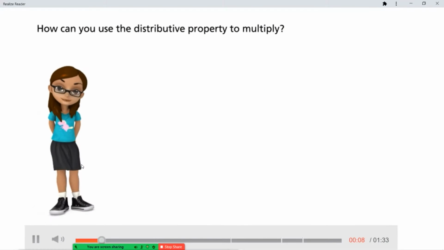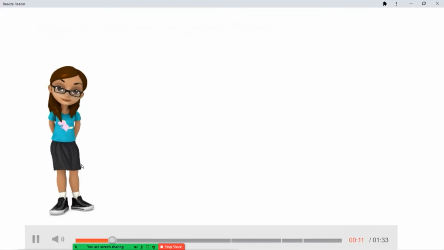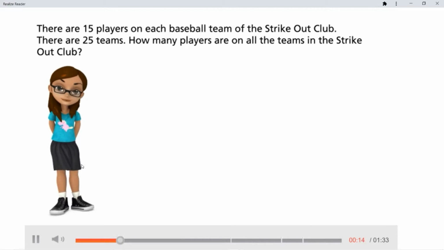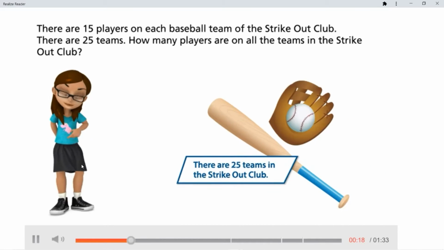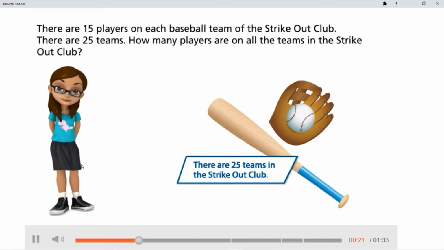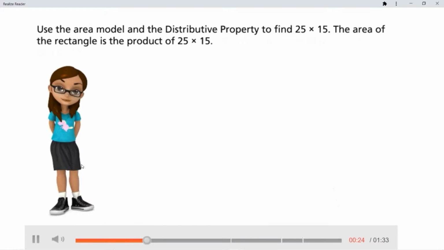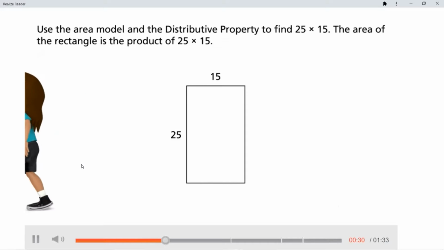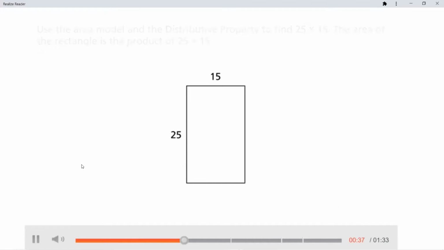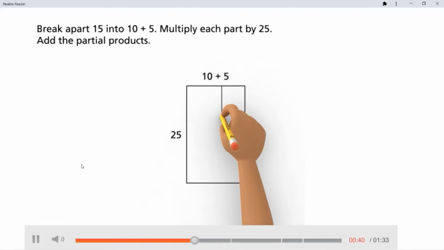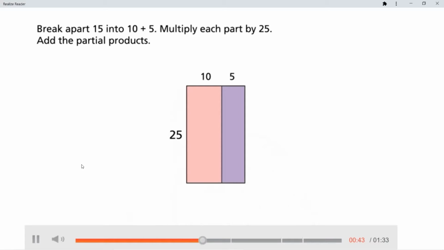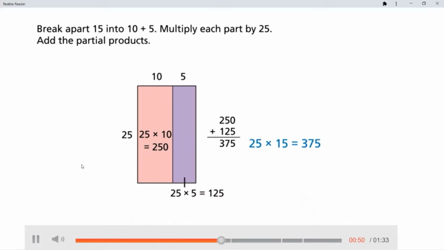How can you use the distributive property to multiply? There are 15 players on each baseball team of the Strikeout Club. There are 25 teams. How many players are on all the teams in the Strikeout Club? Use the area model and the distributive property to find 25 times 15. The area of the rectangle is the product of 25 times 15. Break apart 15 into 10 plus 5. Multiply each part by 25. Add the partial products. 25 times 15 equals 375.